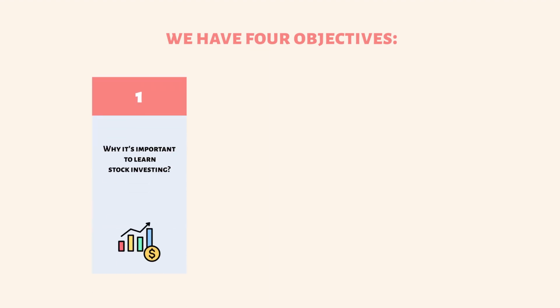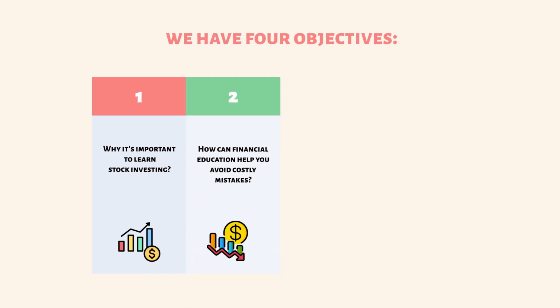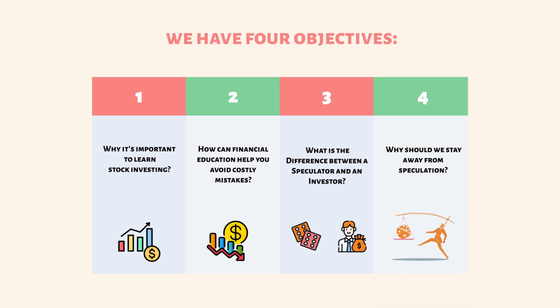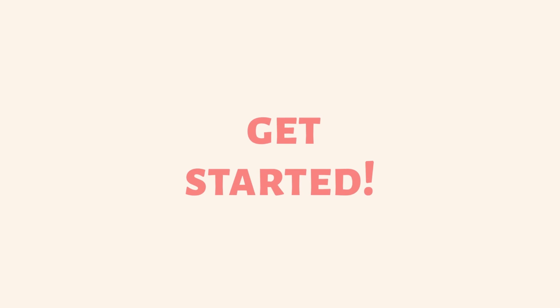Today, for this lesson, we have 4 objectives. First, why it's important to learn stock investing. Second, how can financial education help you avoid costly mistakes? Third, what is the difference between a speculator and an investor? And fourth is, why should we stay away from speculation? So without any further ado, let's get started.